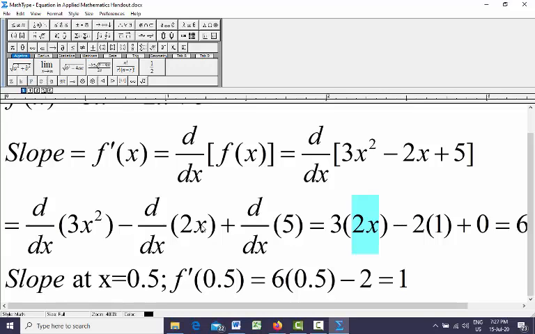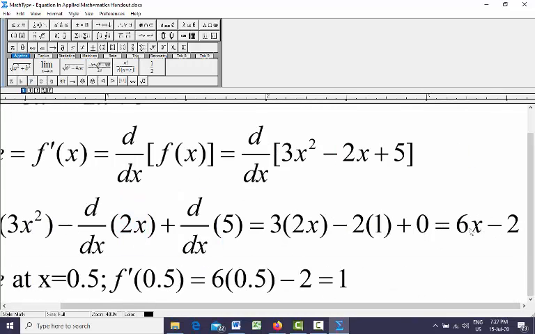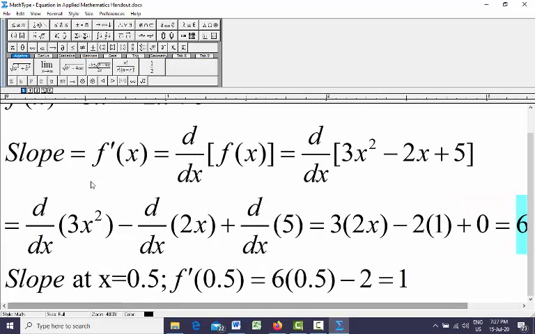Right. So now here again, we have variable x and we have 2x there. So if we do differentiation, we will get 2. So that means 6x minus 2 is the slope function.